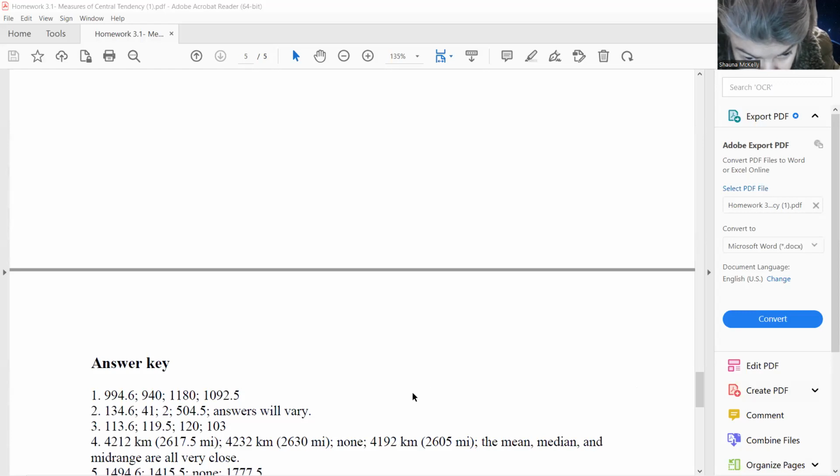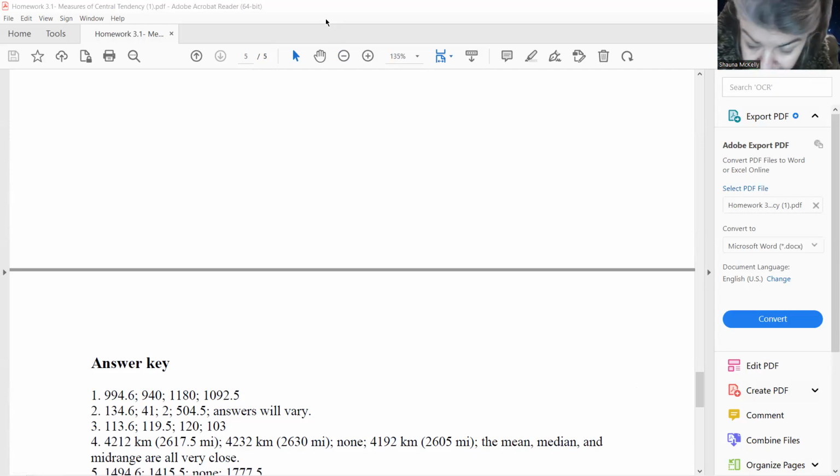So here, let's go to the homework page. All right. So we have, whoops, let's go to our homework. And you can see that 940 is our median. Okay. Now, the next thing to get is your mode. Now, your mode is the score that is the most frequent. It repeats the greatest number of times.